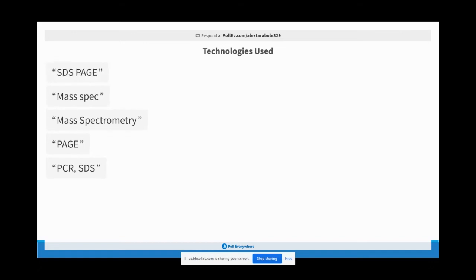Someone also said PCR. So we just talked about what PCR does. It just amplifies a segment of DNA. So PCR is not really that useful for omics technologies because it's just looking at a segment of DNA, but it's very good at doing that one thing.